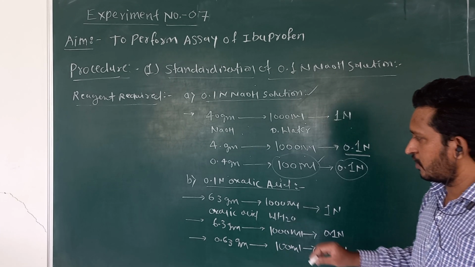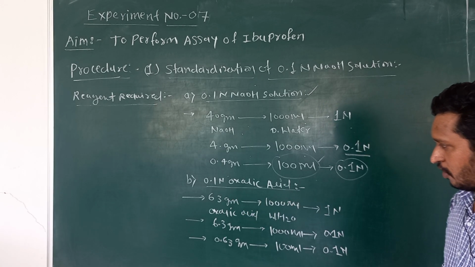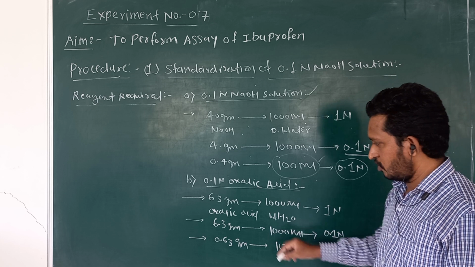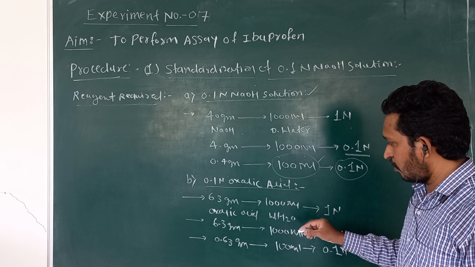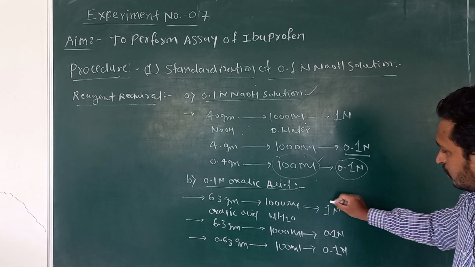After that, the second is 0.1 normal oxalic acid. How to prepare it? First of all, you have to take 63 gram of oxalic acid solids and dissolve in 1000 ml of distilled water. So you get 1 normal oxalic acid.